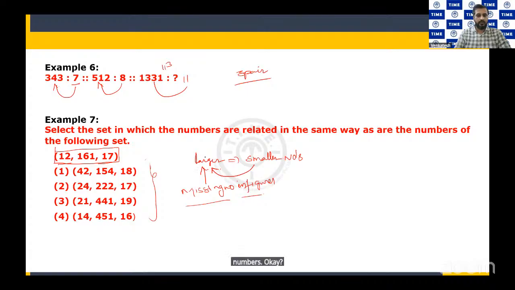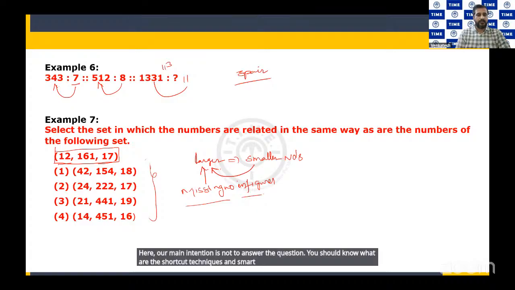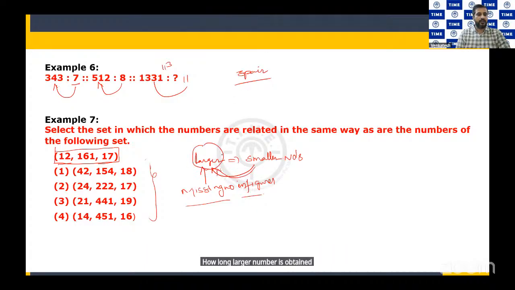Okay. Now, let's see the next question types. Here, our main intention is not to answer the question. You should know what the shortcut techniques and smart approaches are. This is a shortcut technique: how a larger number is obtained from a smaller number.